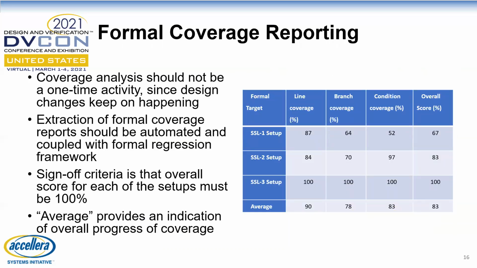Formal coverage reports should be generated with each design release instead of being a one-time activity. Extraction of formal coverage reports should be automated and coupled with the formal regression framework. In this slide, you can see a sample table for formal coverage, which covers all the metrics for various SSL setups. The sign off criterion is that the overall score for each of these rows should be 100%. If you notice the last row, which is the average, it provides an indication of the overall progress of coverage combined for all the SSL setups that may be running for a particular SoC.